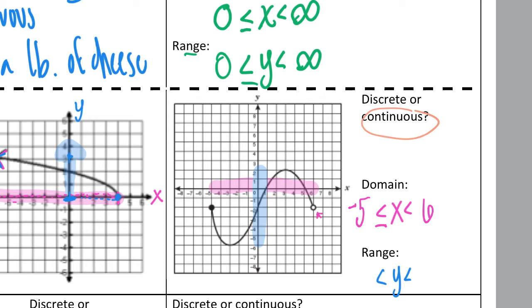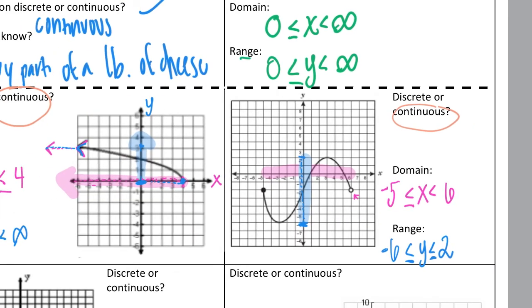In terms of the range, I highlighted it in blue on the y-axis, all the values that are included in our range. The lowest value down here is -6. It includes it, and then it travels up and up all the way to the top of the graph at +2, where it stops. It includes that +2. Those are your two examples for continuous functions.